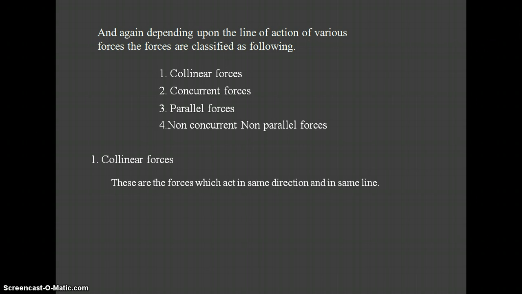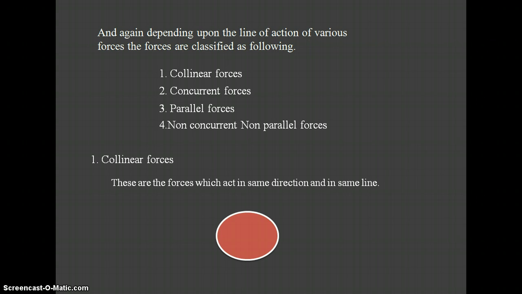These are the forces which act in the same direction and in the same line. It means for the number of forces acting on a body, the line of action will be lying on the same line. So that means if two forces are acting on a body, the line of action of those forces will be in the same line.